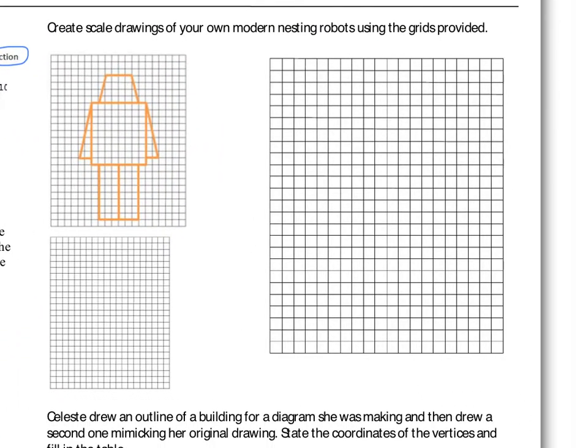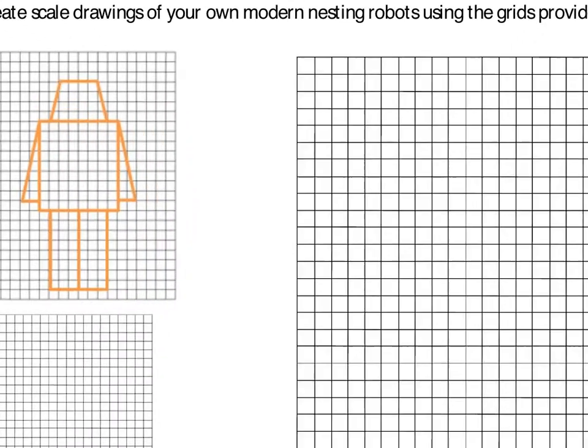Alright, so create a scale drawing of your own modern nesting robots using the grids below. So we're going to be looking at trying to create scale drawings of these robots. And we're going to be using these different grids here. So we've got one grid that appears to be smaller and one grid that appears to be larger. So as we get ready to draw them, we're going to be thinking about corresponding parts. So I'm going to be thinking about, where does this piece lie on this grid? So we can see it's the same size grid.